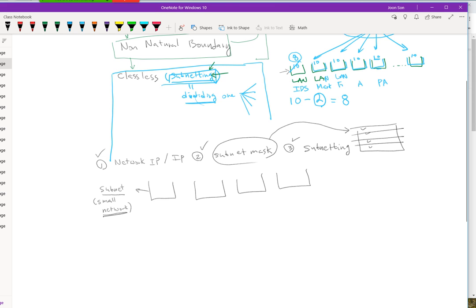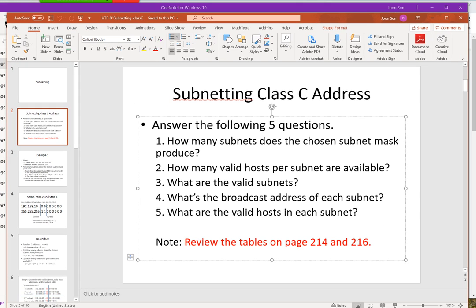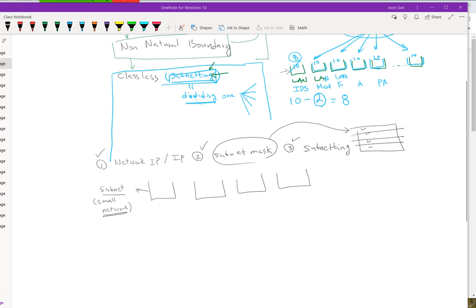So question number 1. Given this, how many subnets does the chosen subnet mask produce? So given this subnet mask, how many subnets do we have? First subnet, 2, 3, 4. So my answer is 4 baskets, meaning 4 subnets. So that's the first question. Okay? By the way, I'm just using an analogy.